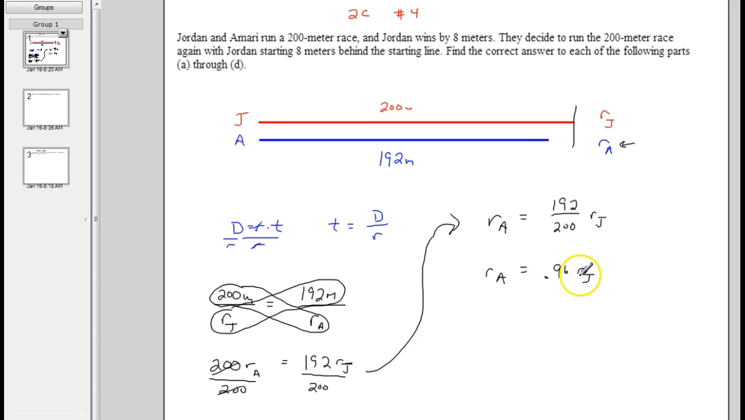Anything under 100, 96% means he's running slower. So Amari's running at around 96% of the rate that Jordan's running. Okay, now, the second race.